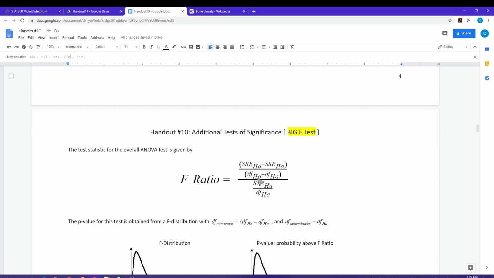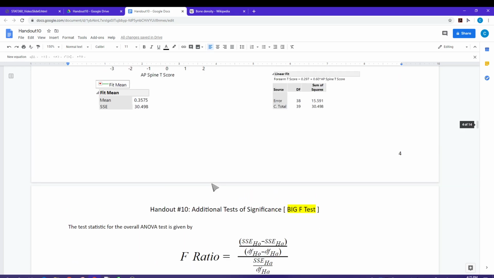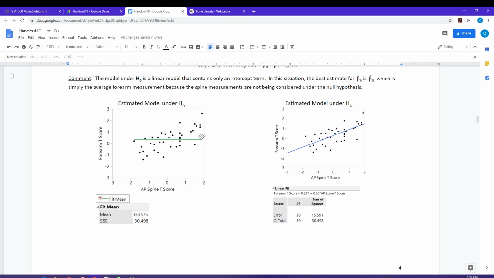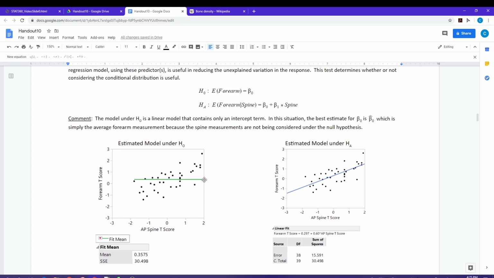The degrees of freedom under H0 for the error term is going to be 40 minus 1 for this side. So I have 40 observations and I'm using 1 parameter. So that's going to be 39. And on this side, I'm going to have 38. So 40 minus the 2.